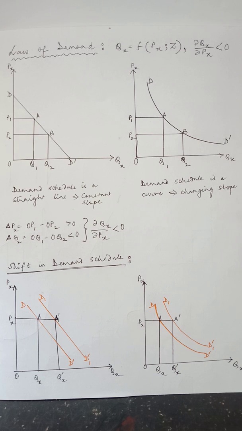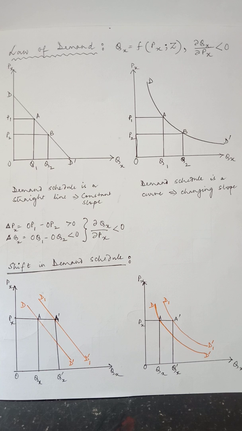Now, what do we mean by other things? Other things means here the income of the consumer, the taste and preferences of the consumer, the prices of other related goods like substitutes, complementary goods, etc., and so on and so forth. There may be many things which influence our demand.